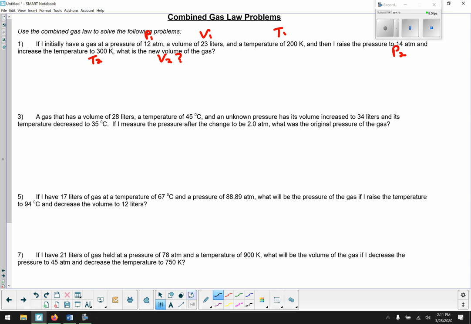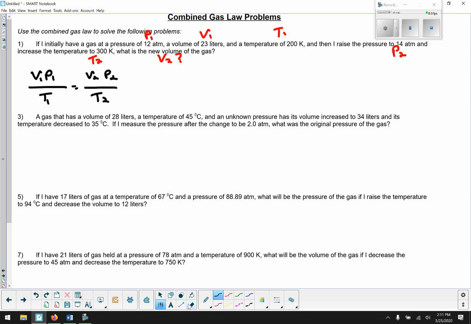So everything changes. There's nothing staying constant here. Volume, temperature, and pressure are all changing. So this is a combined gas law problem. And the combined gas law is literally just taking the 3 other gas laws and combining them. V1 P1 over T1 equals V2 P2 over T2. And you can actually see where each gas law exists.